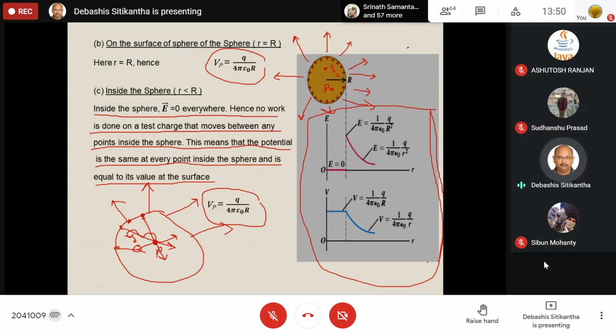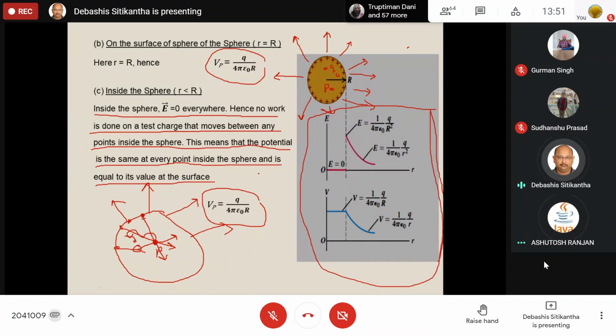The question is very simple. The electric field at a particular point in space is zero. Is it true that the potential at that point in space is always going to be zero? Yes or no? No, sir. Whoever has said yes, that is wrong. No, it may be zero, it may not be zero. Okay?